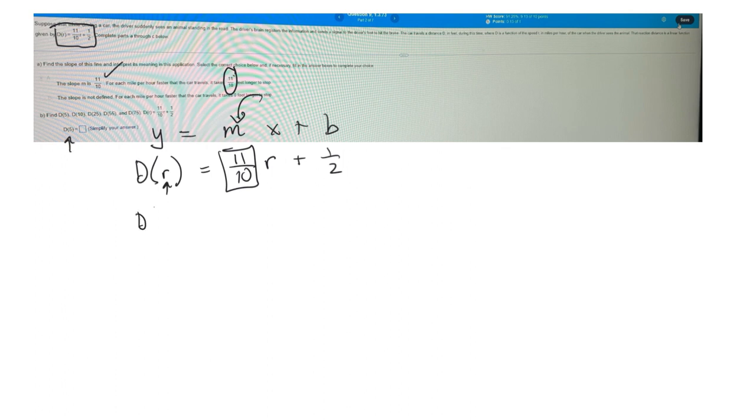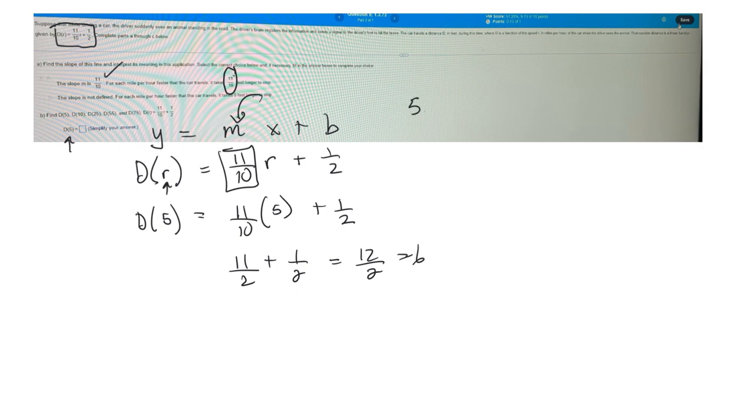So that just says, well, what's the distance when you plug a 5 in for your rate of speed? So just go 11 over 10 times 5 plus 1/2. So that would be 11 halves plus 1/2, which would be 12 halves, which would be 6. So the 5 and 6 would be on that graph. And then they'll ask for what d of 10 is. So d of 10, you do the same thing.